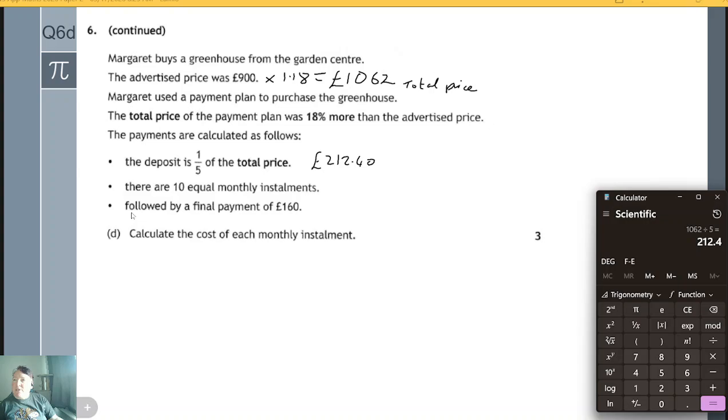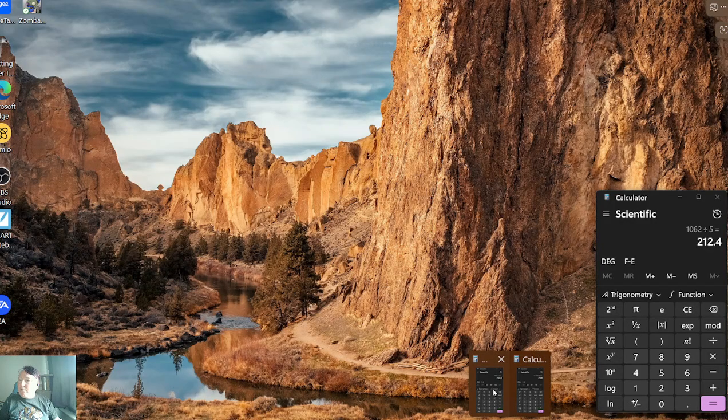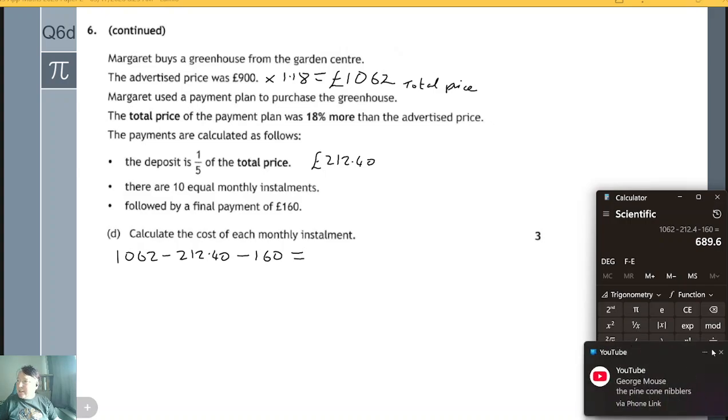10 equal monthly installments and a final payment of 160. Let's get that final payment out of there and then we can work out what the installments are. So we have got our 1062 minus our deposit, 212.40, and then we're going to minus the 160 final payment, which is 689.60.